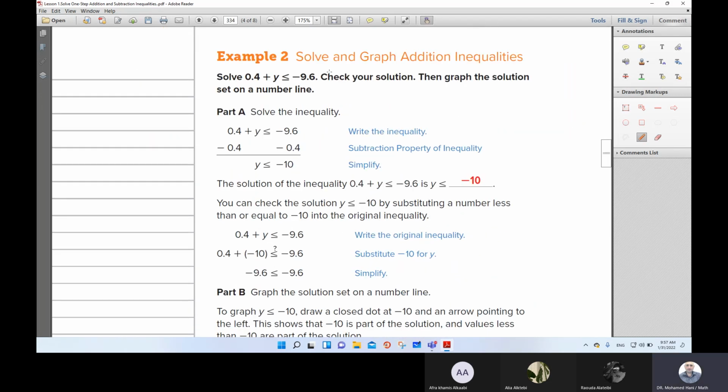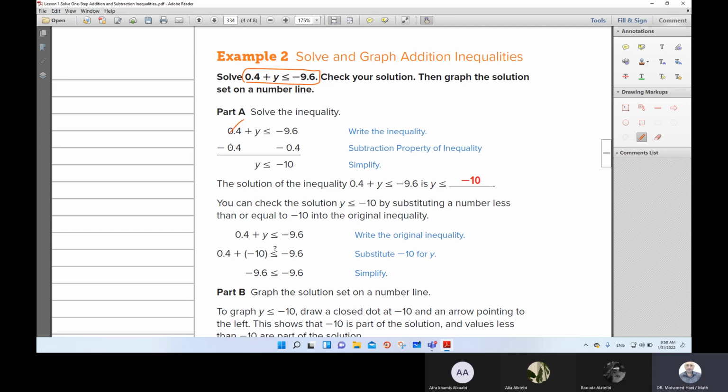And when we have this example, 0.4 plus y less than or equal to -9.6, what is the name of this form? You can tell me. Inequality. So to solve this inequality, we want to remove the constant. How to remove the constant? Add the inverse. What is the inverse of 0.4? -0.4. So we can add here -0.4 and here -0.4.